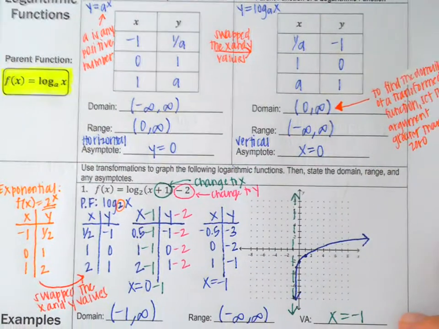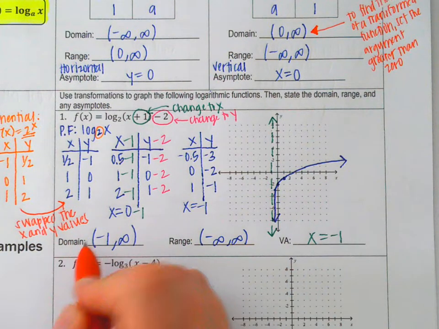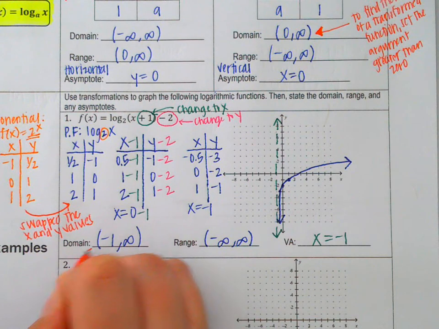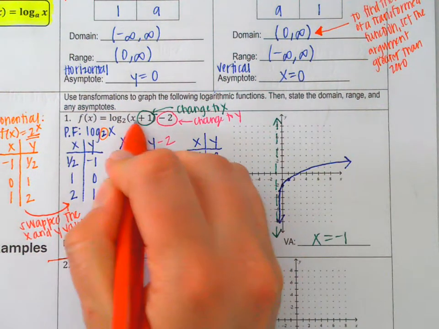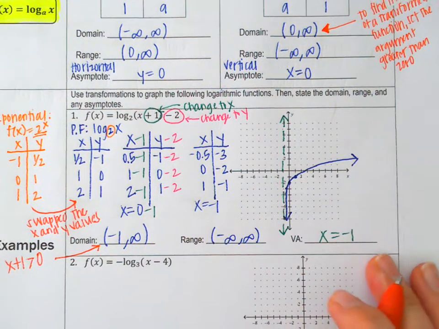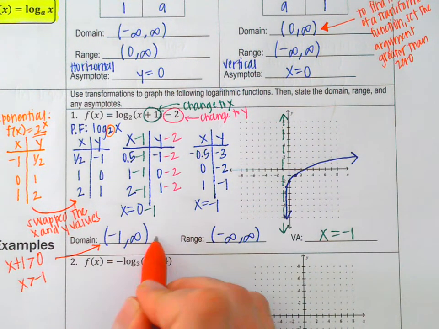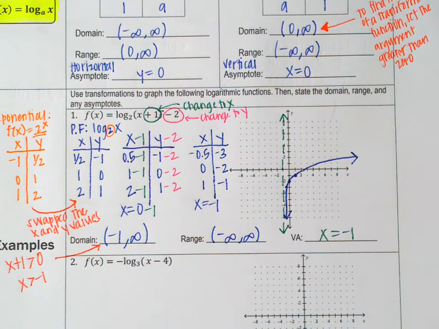So what I mean by that is, with this, the argument here is x plus 1. So I'm going to take that x plus 1 and set it greater than 0. And then I'm going to subtract 1, and x has to be greater than -1, which is exactly what we got here. So without looking at a graph, I could find the domain of all of these logarithmic functions just by looking at the argument. So just a different way of doing something if you don't have the graph in front of you.